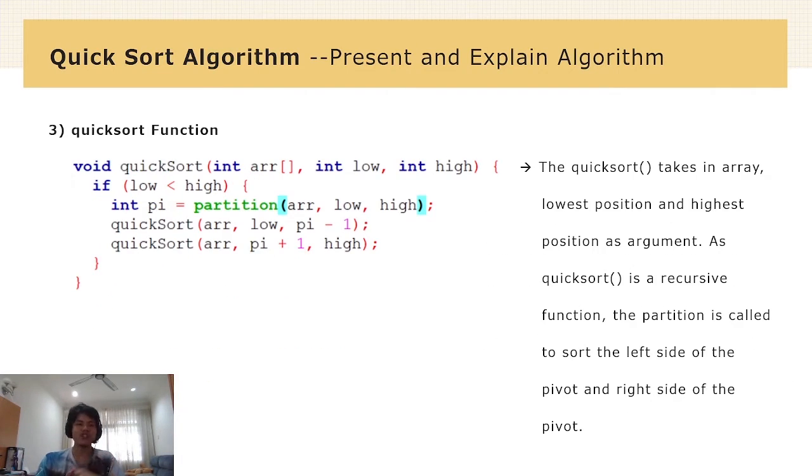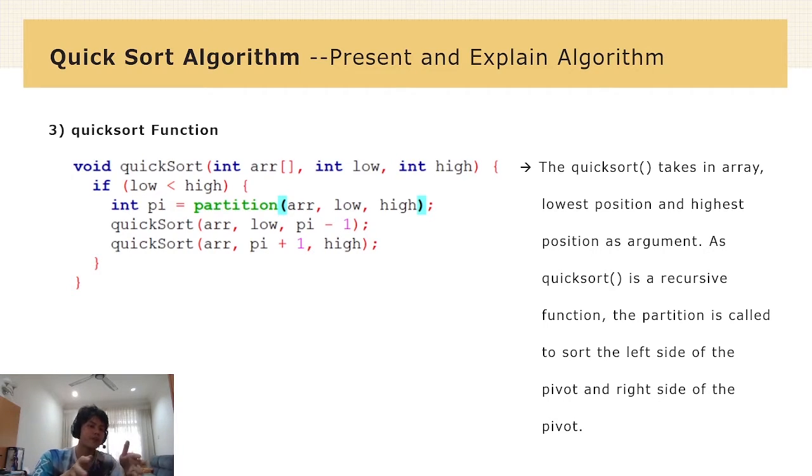And then the last function is the quicksort function. The quicksort function takes in three arguments, which are the array, the lowest position, and the highest position. As quicksort is a recursive function, it will call the partition function inside. And then you can see there is a quicksort function inside of the quicksort function. So this is what we call a recursive function.